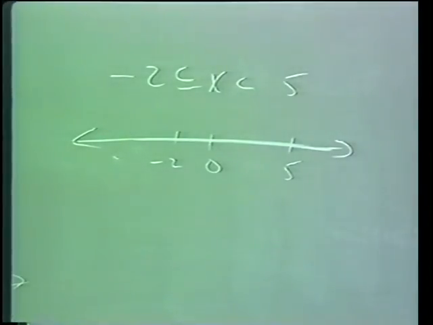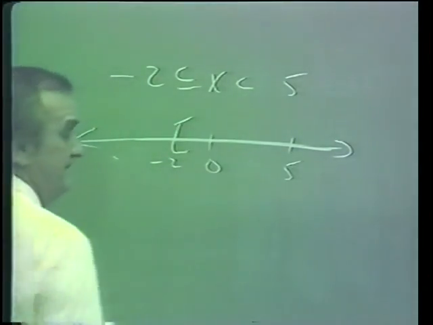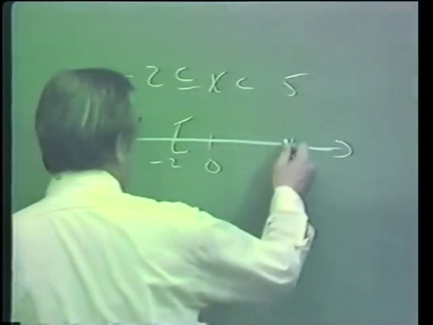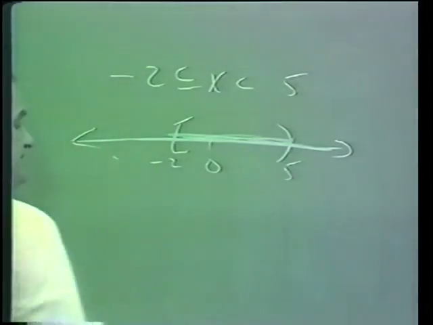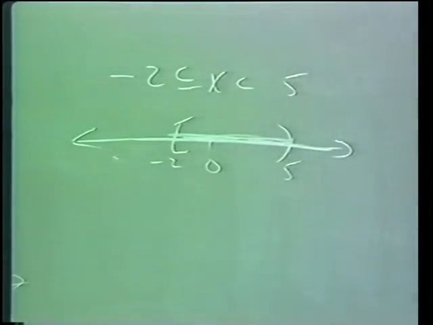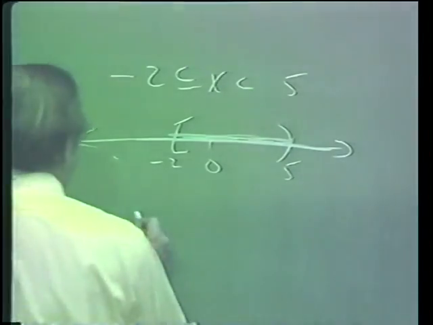Beeb, what are we going to do? We put a bracket at -2, and put a parenthesis at 5, darkening everything. Last one.